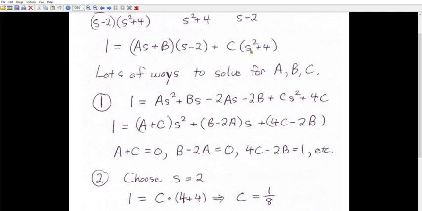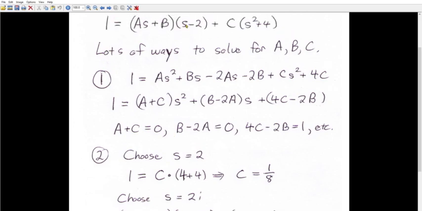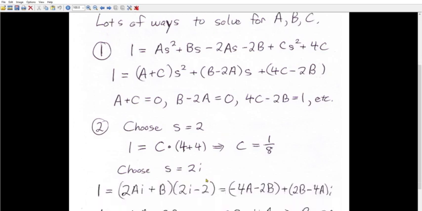Now, it's not so obvious what to do with this term until you think about, well, the roots are plus or minus 2i. What if I substitute 2i? And that's what we're going to do. When we do that, this term is gone, and this becomes 2ai plus b times 2i minus 2, and we just multiply it out.